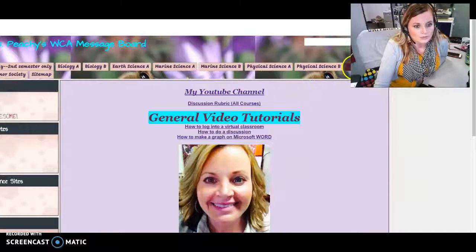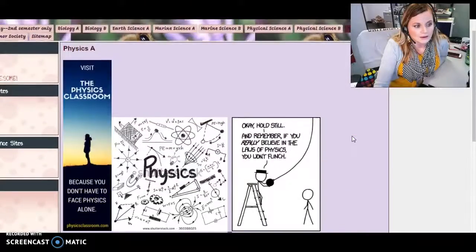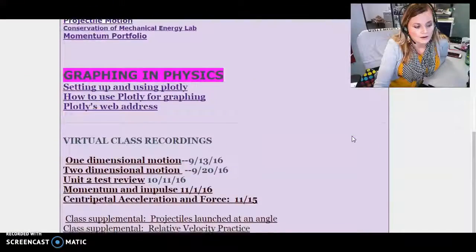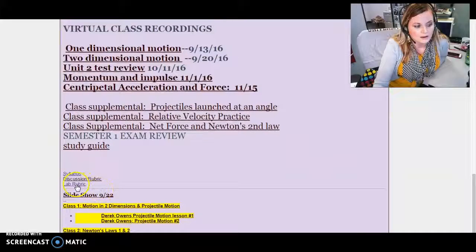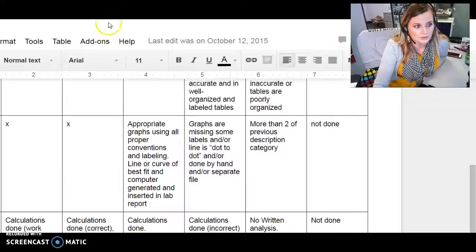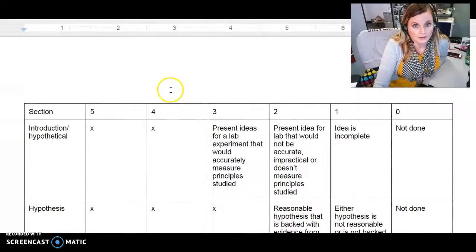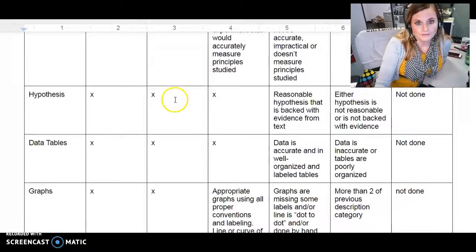On my website, when you go to the physics page, you will find a lab rubric right up there on top, and it gives you a lot more specifics on what needs to be included within your write-up. So make sure you do have all this stuff here if it's called for.